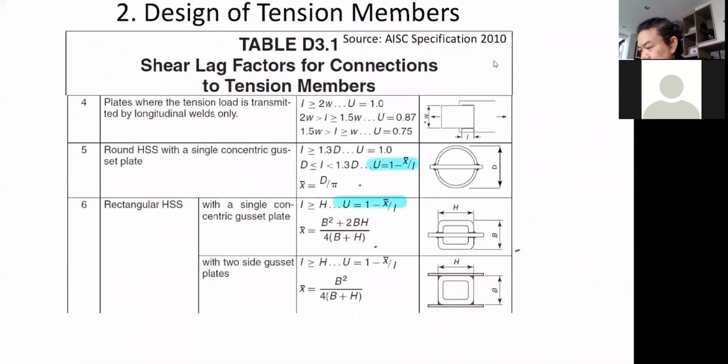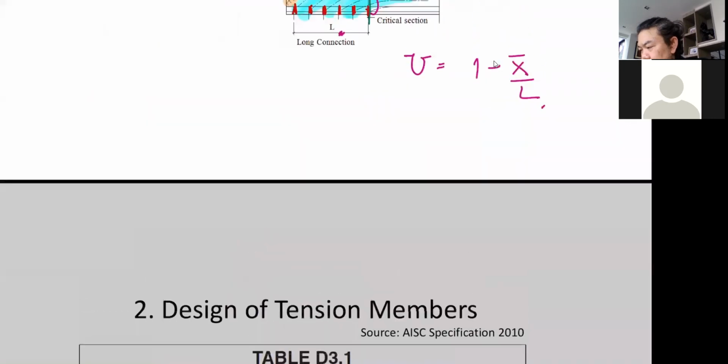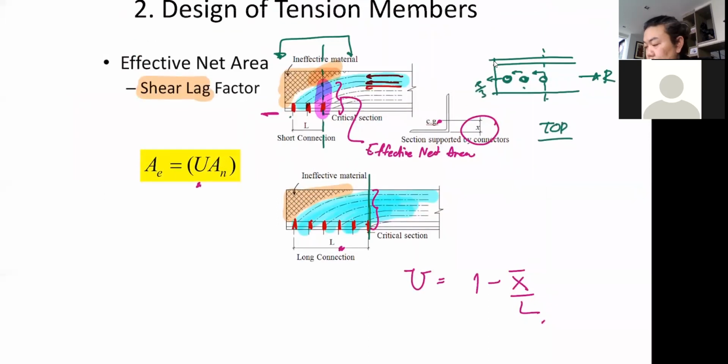Go back to this page. What you only need is the information about the centroid of your member. And then the length of the connection should be given once you know how big your connection is going to be, how many bolts you're going to have, or how long the weld you're going to use.